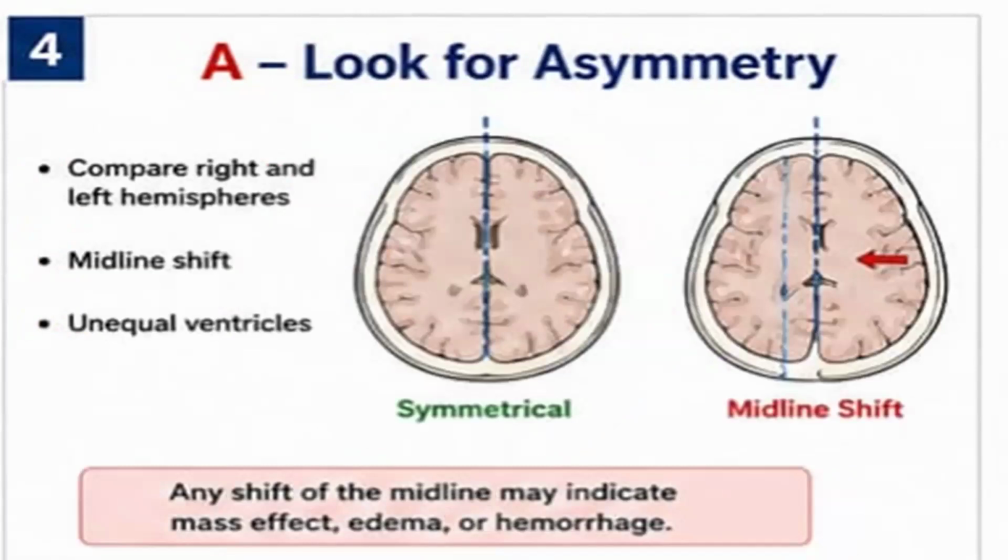Next, the first step is to compare both sides of the brain. Normally, the brain should appear symmetrical. Look carefully for any shift of the midline structures. A midline shift may suggest a mass lesion, hemorrhage, or significant cerebral edema. Also compare the size of ventricles on both sides.